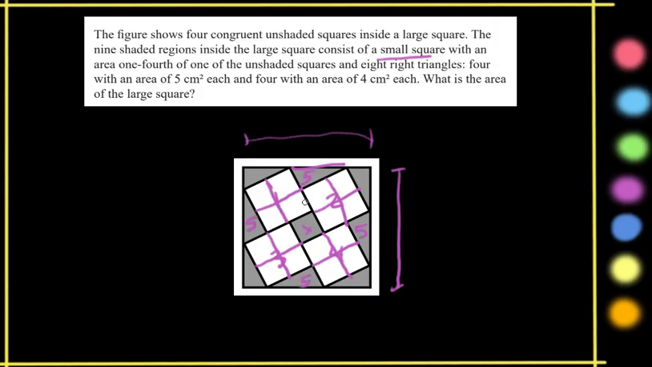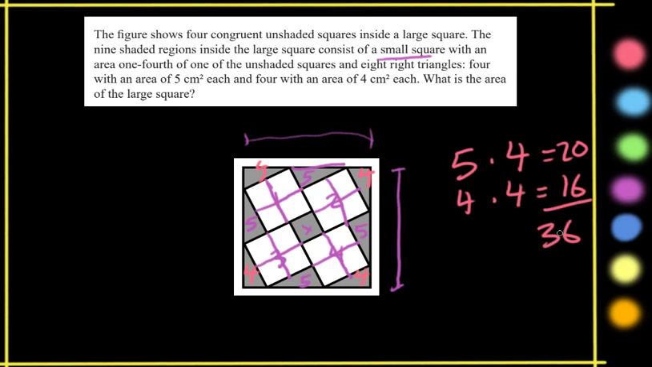That doesn't show up super well. Maybe I should grab a different color. And then these other ones are 4, 4, 4, and 4. So the question is, what is the area of the large square? We know the area of all the triangles, so we can just add that up. We've got 5 times 4 for the area of the big triangles, that's going to be 20. And then 4 times 4 for the area of the smaller triangles, that's 16. So altogether we have 36 for the triangles.